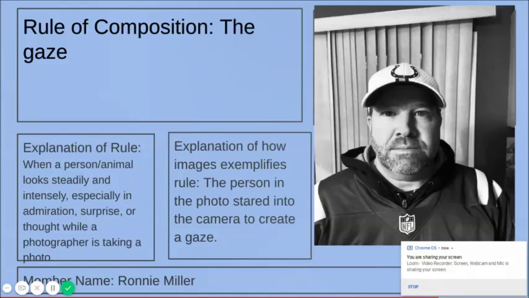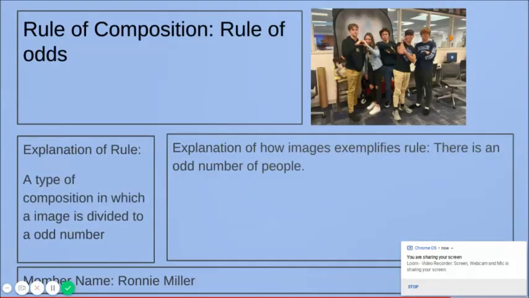The person in the photo stared to the camera to create a gaze. Then I did rule of odds. It's a type of composition in which an image is divided into an odd number, and there's an odd number of people in that.